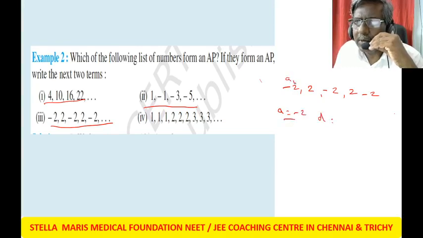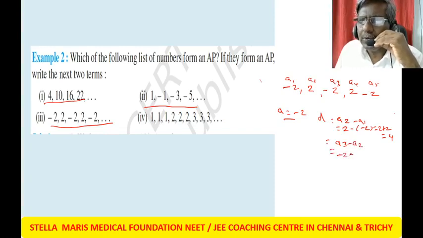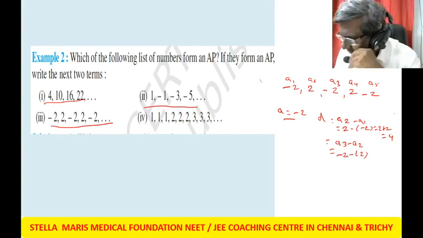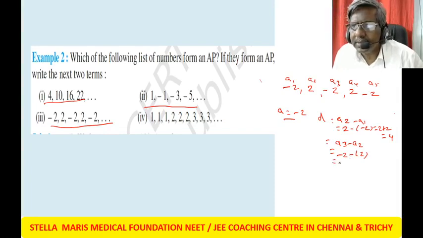See, this is A1, A2, A3, A4, then A5 we can keep like that. So A2 minus A1, that will be 2 minus of minus 2, that is 2 plus 2, that is equal to 4. Then we will check whether A3 minus A2 you are getting. What is A3? It is minus 2 minus of 2, that will give you minus 4.